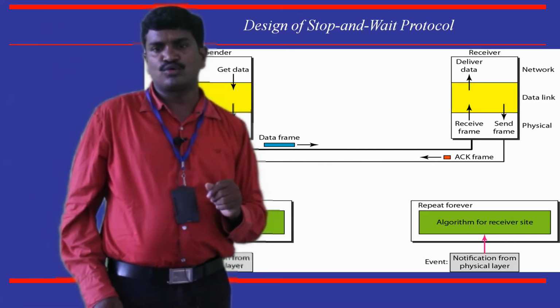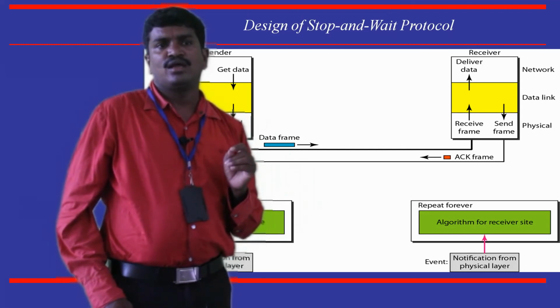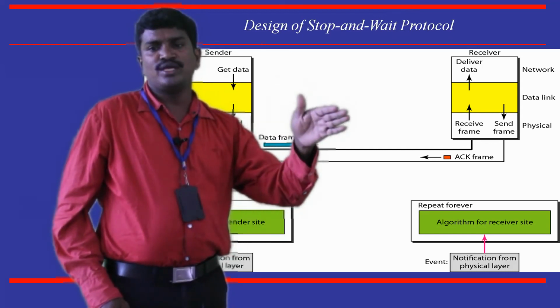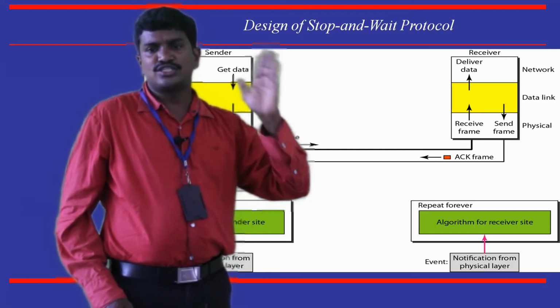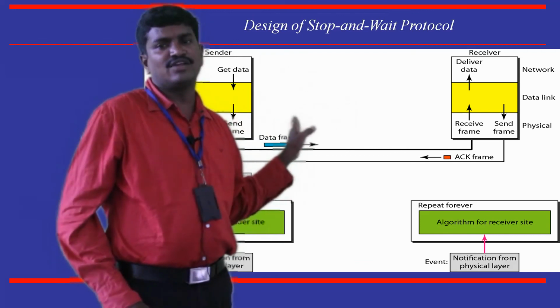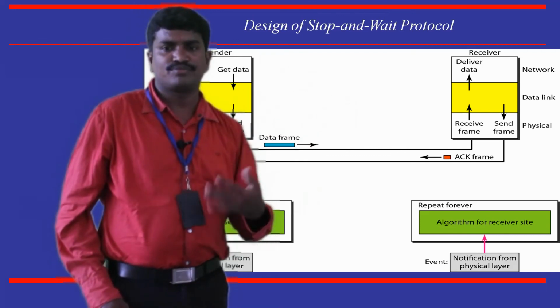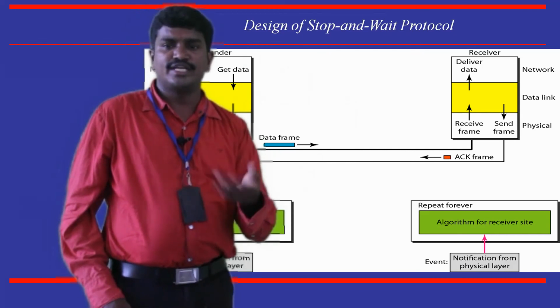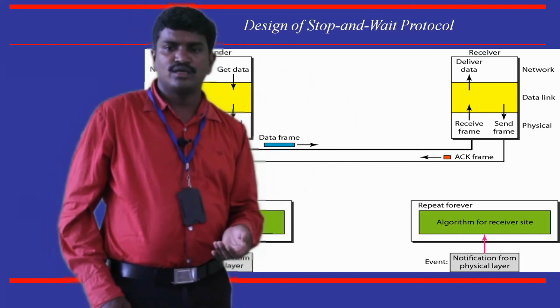In the stop and wait protocol, flow control is considered and every packet sent is acknowledged, so that based on the acknowledgement, the sender data link layer will take the next action. If the next frame comes, then it is going to send. So this way this method will work.